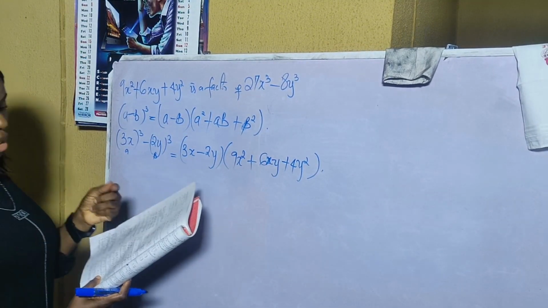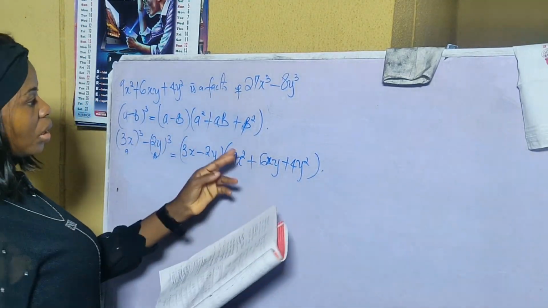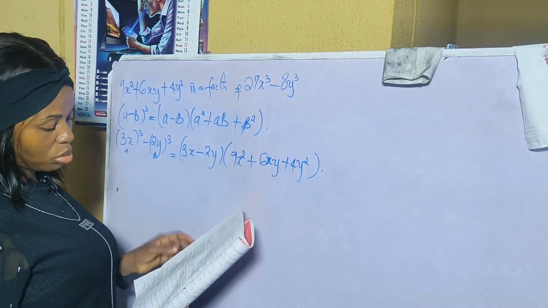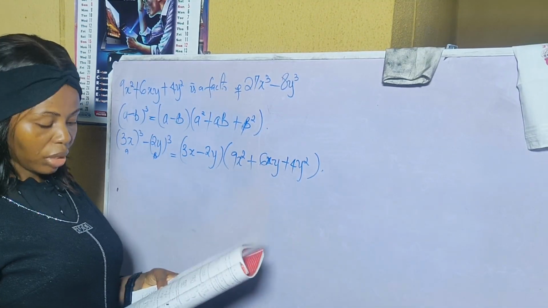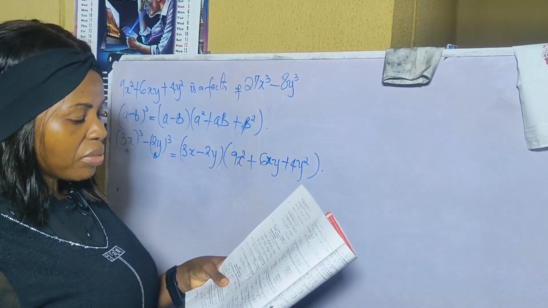They said, what is the other factor? If this is a factor of this, what is the other factor? From what we have just done, we can see that 3x minus 2y is the other factor. I am done solving that problem. And then we have the next question.